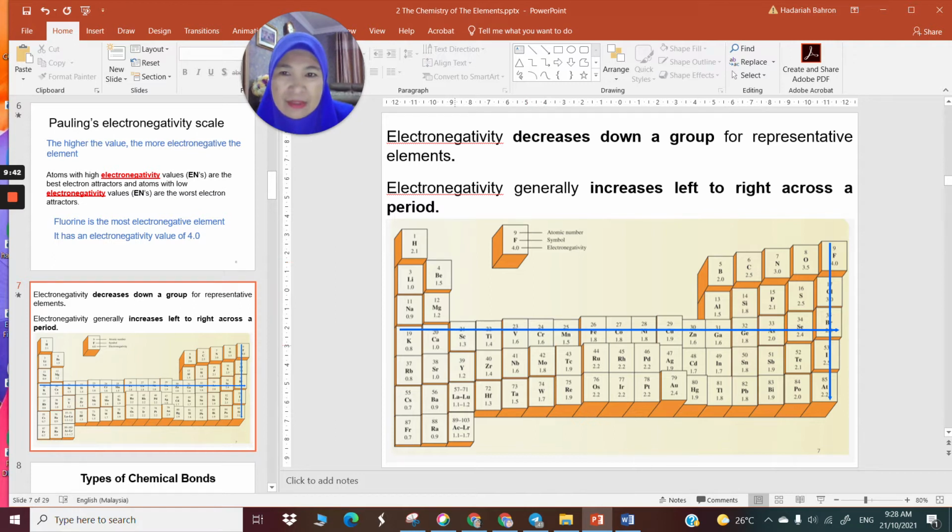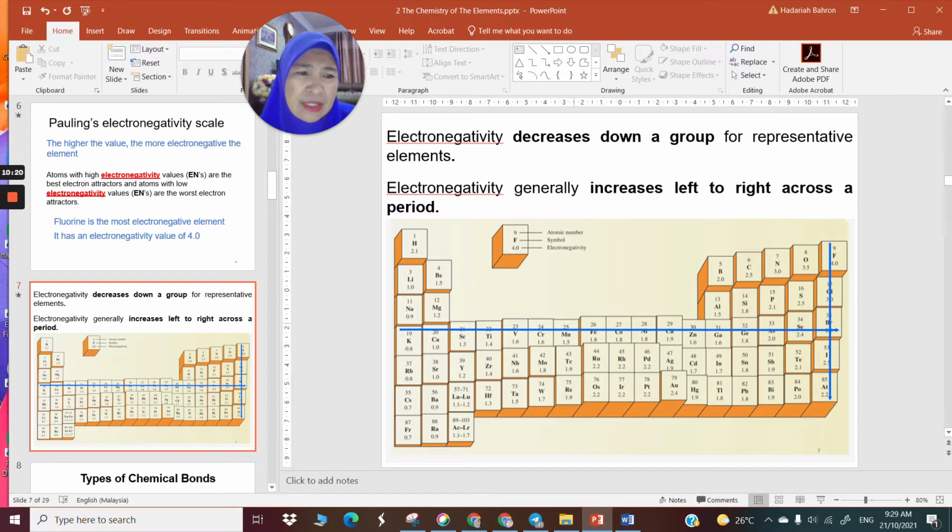Pauling's value is small on the left-hand side of the periodic table and big on the right-hand side, small at the bottom, big at the top. So obviously fluorine is there. We exclude noble gases in this case because noble gases really do not care to be involved in any kind of bonding. So fluorine will be the most highly electronegative element in this periodic table.